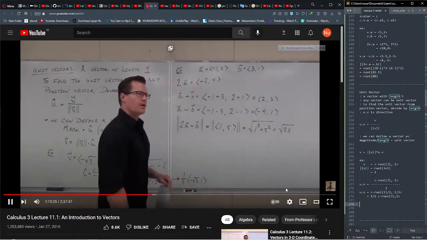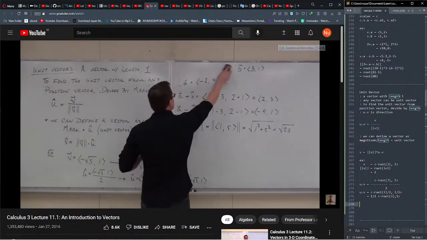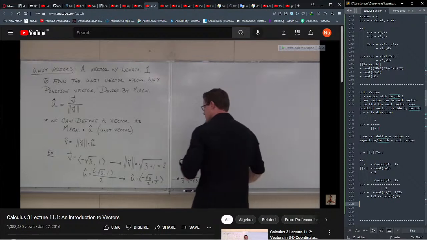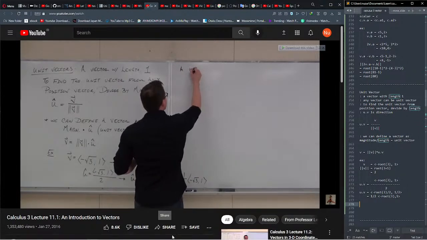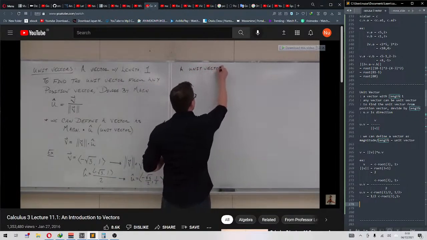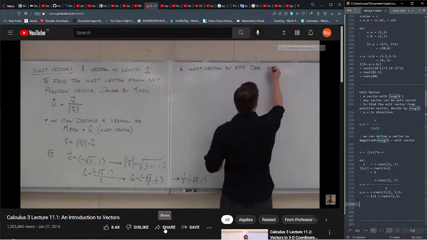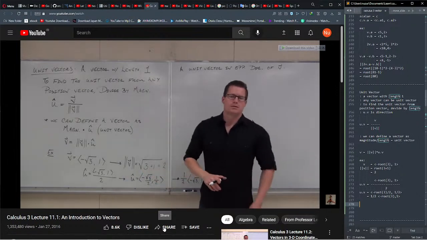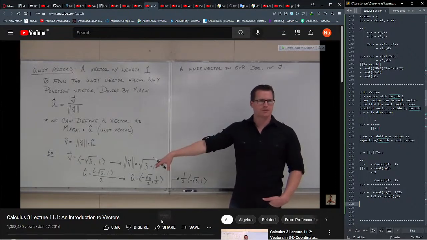What if I asked you this question? What if I wanted a unit vector in the opposite direction of V? Question: is this going to be a whole lot more work than this one? What do you think? Let's talk about it.